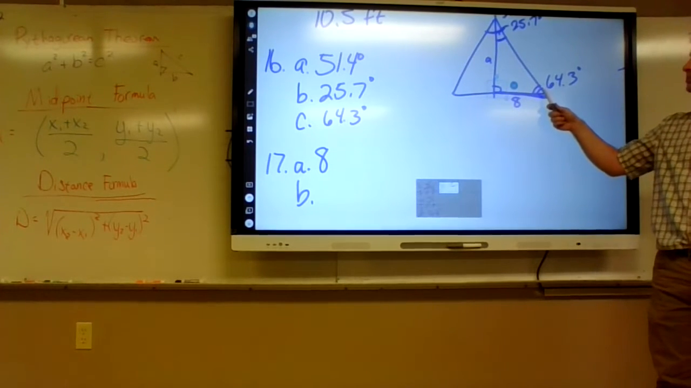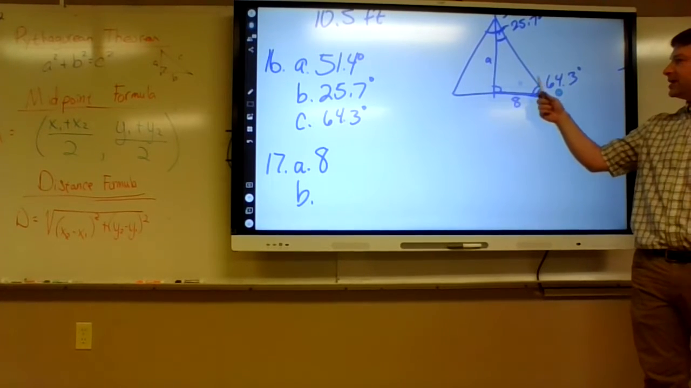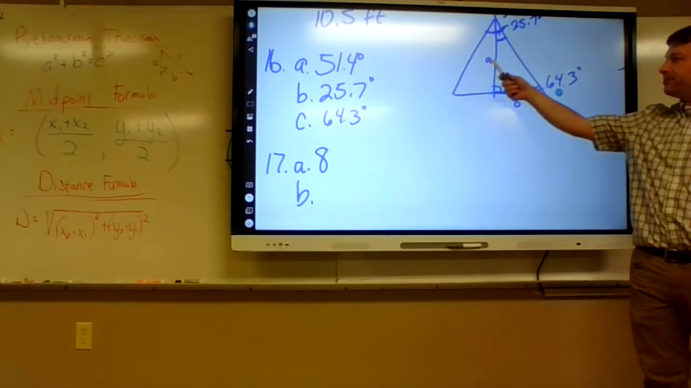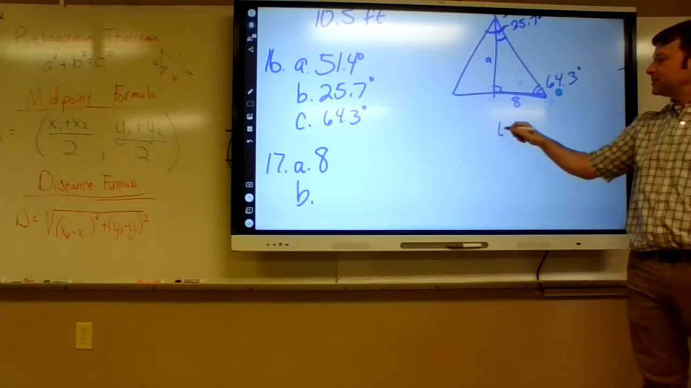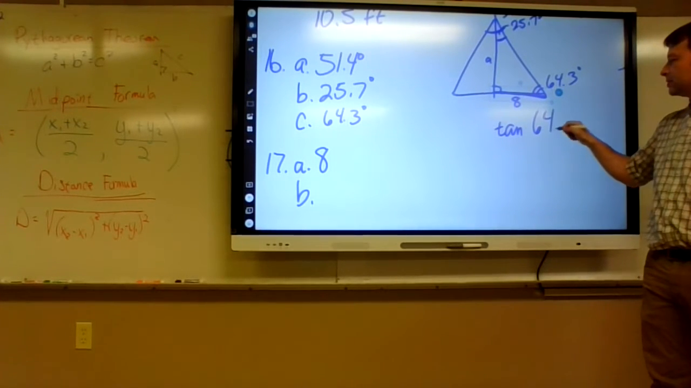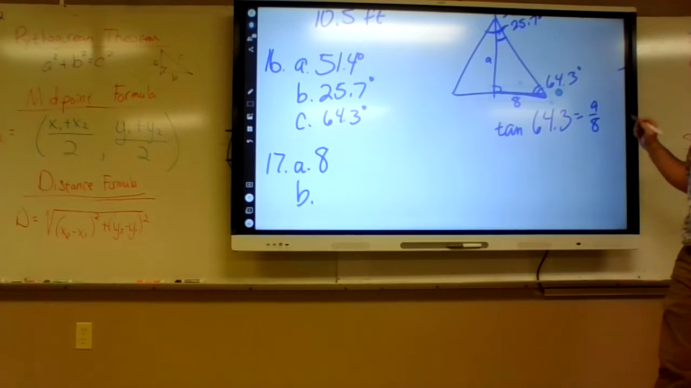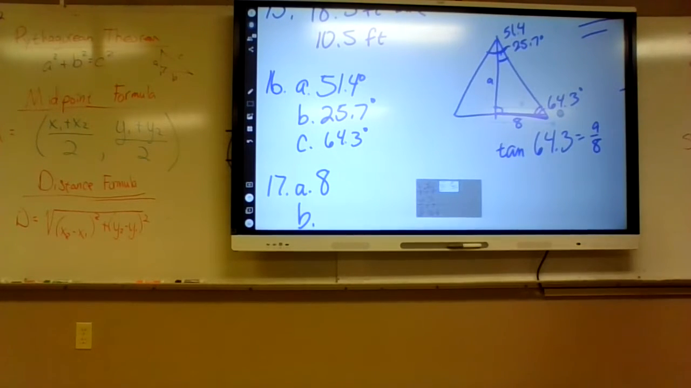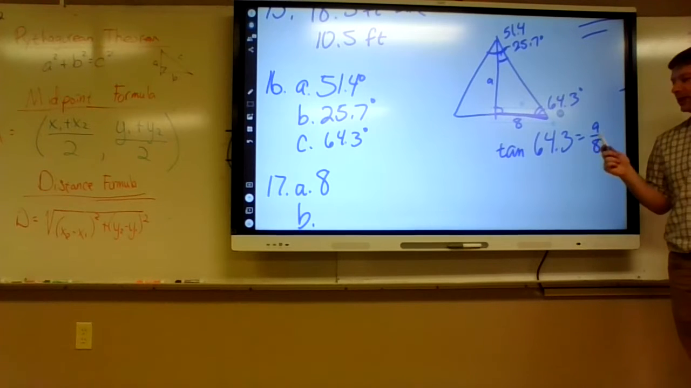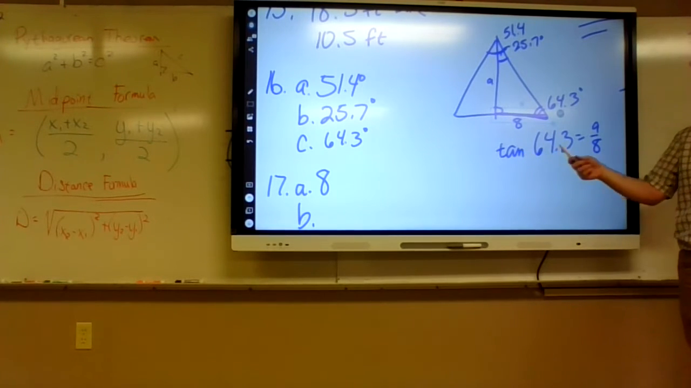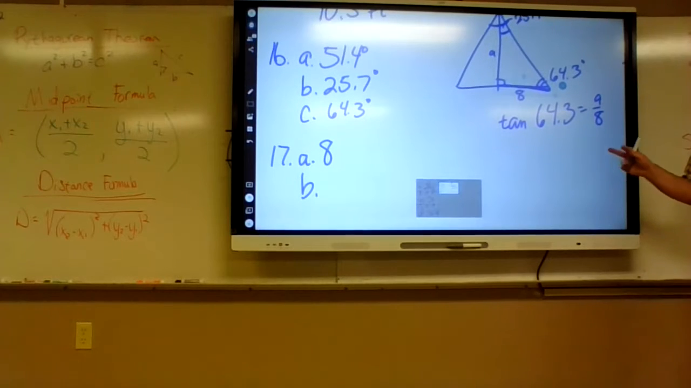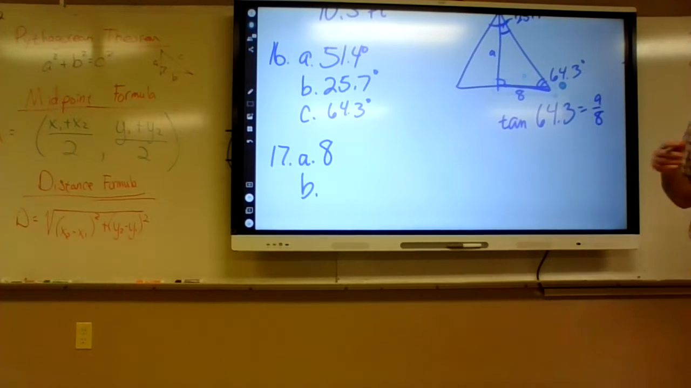The tangent of 64.3. Tangent of this angle would give us opposite over adjacent, right? Tangent of 64.3 equals opposite over adjacent. We could have used the 25.7 degree angle, but it doesn't matter. So how do I solve this for A? Multiply tangent of 64.3 times 8. 16.6.